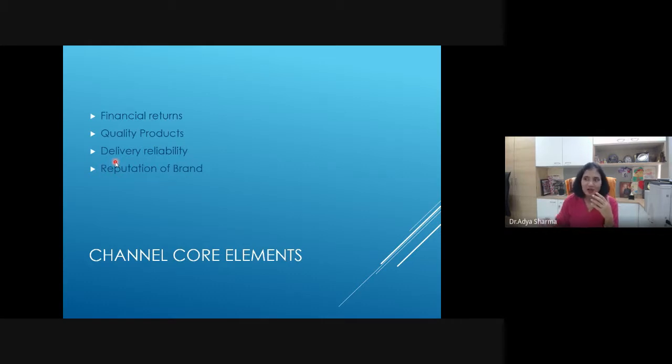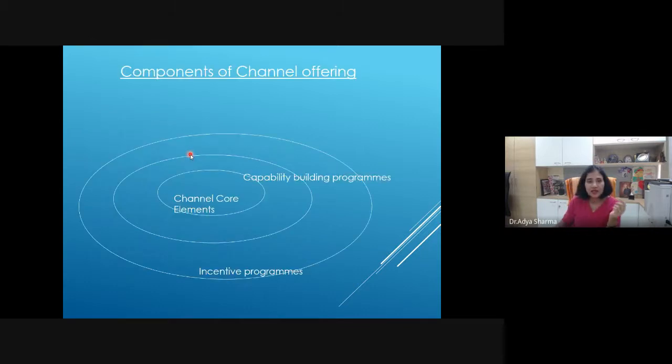Delivery. We have discussed the importance of warehousing, inventory, and transportation. That really affects the pricing, which in a way means that it really affects the financial returns. And therefore, they are looking at delivery reliability. What does it mean? The delivery should come when it is required, in the quantity it is required, because it is in a way directly linked to financial returns. And finally, reputation of a brand. Anyone wants to be associated with a brand with a good reputation. It's only if you have taken care of this that you should go to the next levels.